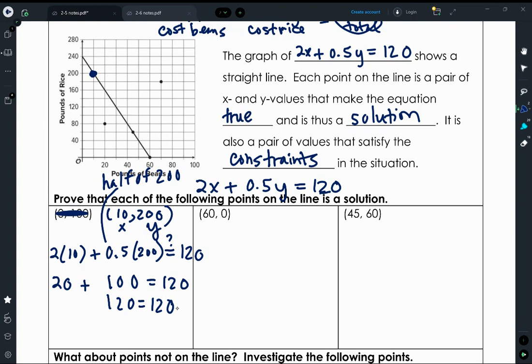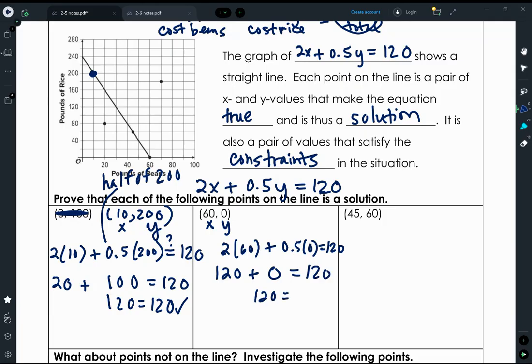We often put a little check mark next to it to show we checked and it's true. So on the next one, I have an x that's 60 and a y that's 0. So that's going to be 2 times 60 plus 0.5 times 0 equals 120. 2 times 60 is 120. 0.5 times 0 is just 0. And so we have equality again.